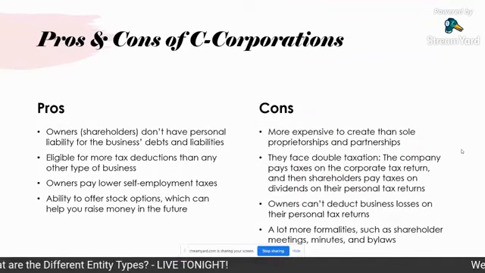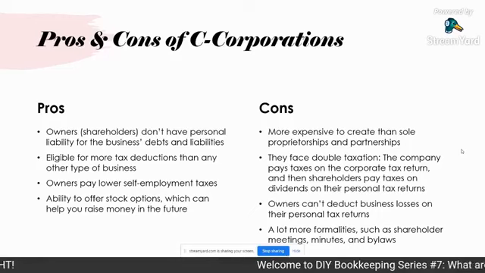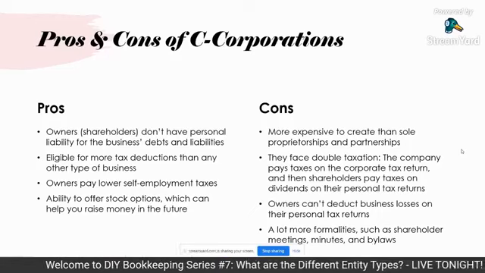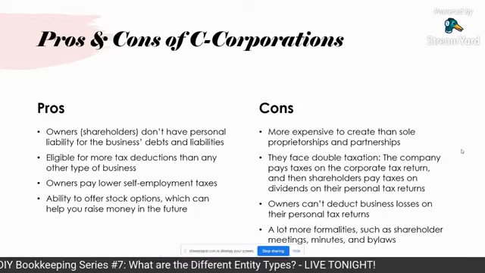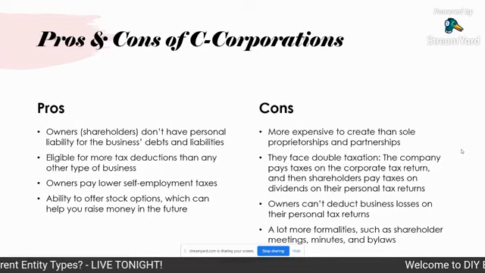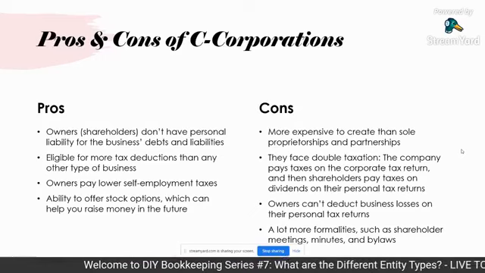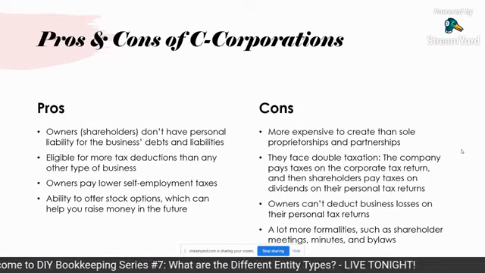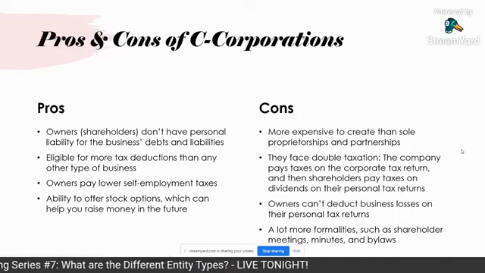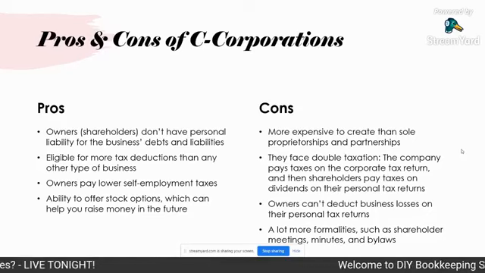So we're going to go through a few of these here. The pros and cons of a C corporation. Pros are owners, also known as shareholders, don't have personal liability for the business's debts and liabilities. Eligible for more tax deductions than any other type of business. Owners pay lower self-employment taxes. And there's the ability to offer stock options, which can help you raise money in the future.